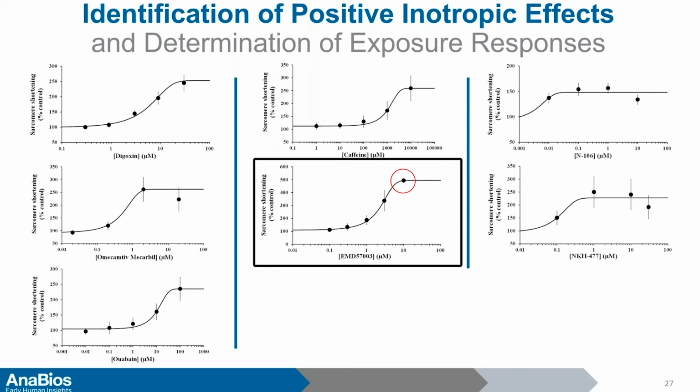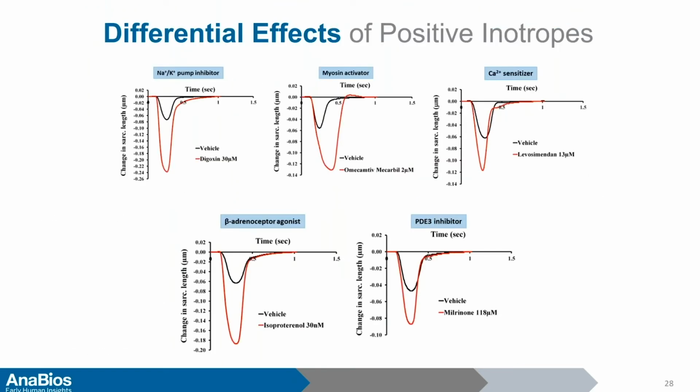Also, we noticed that positive inotropes with different mechanisms of action have different effects on the kinetics of the contractility transient. One positive inotrope, like this one here, speeds up the relaxation phase of the contraction. This is how we pick up the positive inotropic effect of this compound. Another positive inotrope increases the contraction time. A third positive inotrope induces after-contraction.